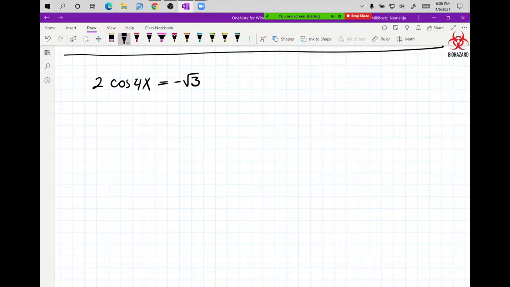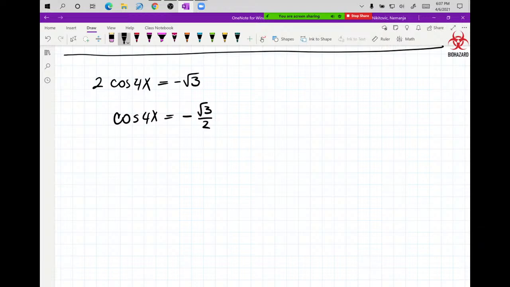So let's say this is the equation. Well, the first thing that we have to do is to get rid of the 2, right? So the problem is actually cosine 4x equals negative square root of 3 over 2. We also see cosine is negative. That will also help us later on to determine at least the second solution, right?